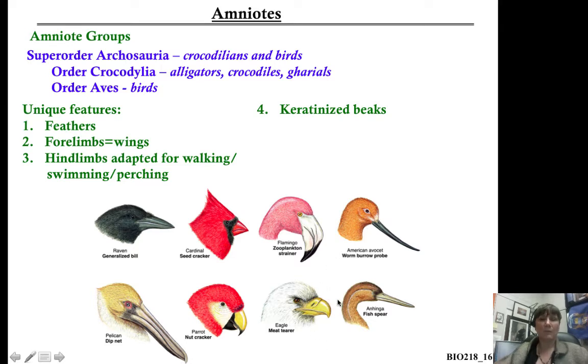They have probing beaks for picking up plankton or shrimp in water. Of course, birds of prey have very sharp pointed beaks for ripping bits of meat off of their prey, and so on and so forth. And there's a lot of different adaptations among bird beaks depending on what they're eating.